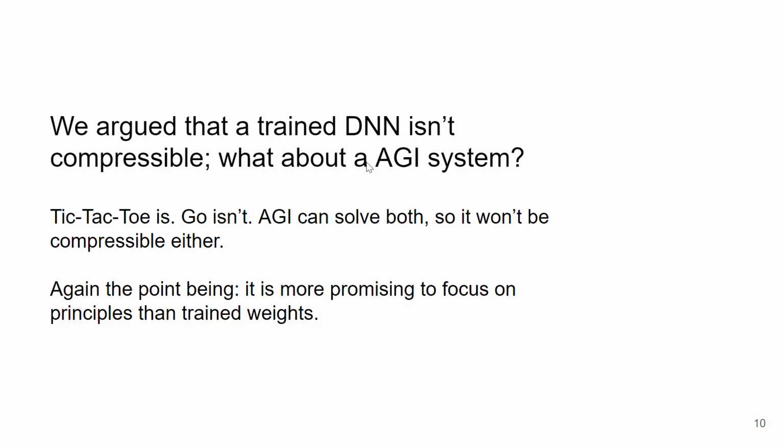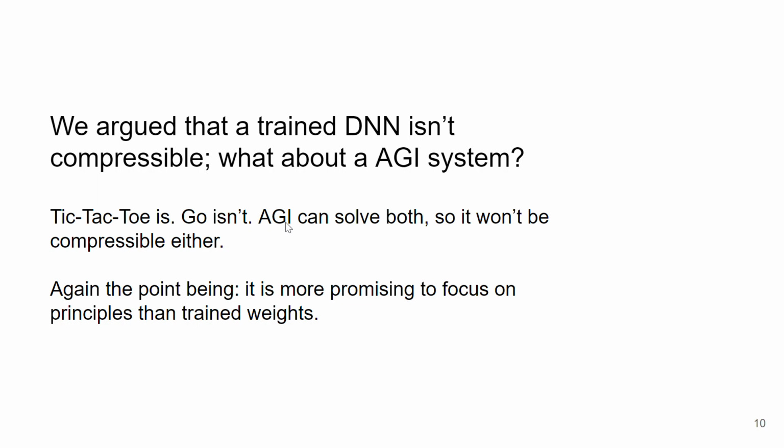For example, let's consider tic-tac-toe and Go. Let's consider a system that is good at tic-tac-toe and also at Go. If we look at just these narrow systems that just work on tic-tac-toe and just work on Go, we've previously seen that it's very hard to compress Go. So they say that if we have an AGI system that can solve both of them, in principle, it won't be compressible either. It would be at least as complicated as Go.